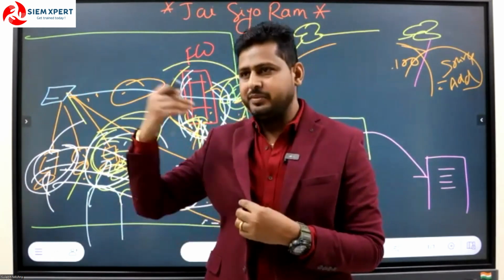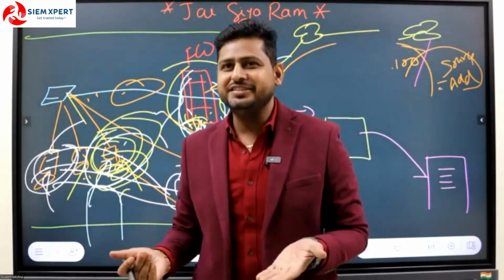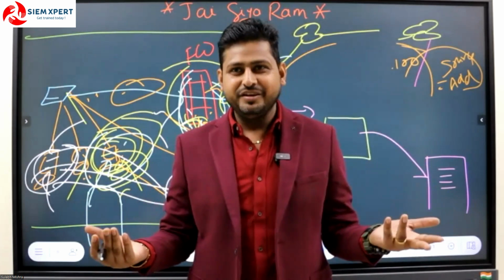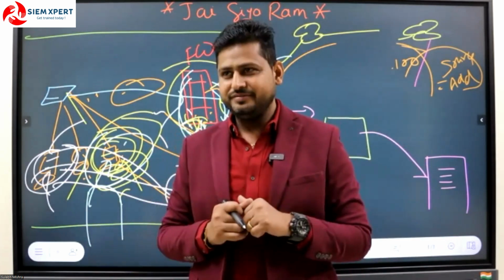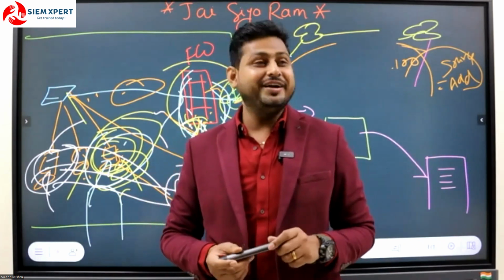Because billions of logs are coming in, how will I understand which activity is malicious and which activity is not malicious? On what basis will I decide? You said, okay, you monitor all the malicious activity, but how will SIEM understand?